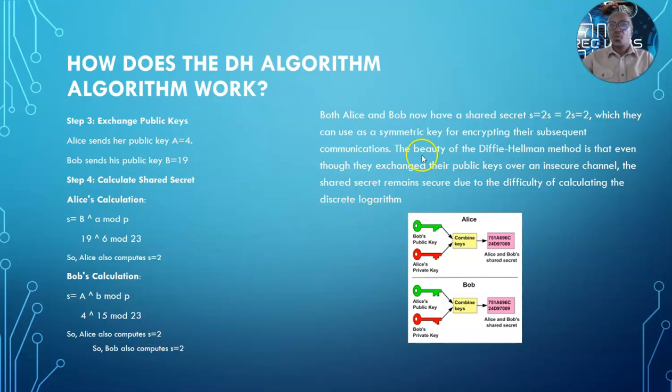So you can see that both Aris and Bob now have the shared secret, which they can now use in a symmetric algorithm for encrypting. And the beauty of the Diffie-Hellman method is that even though they exchange the public keys over an insecure channel, the shared secret key remains secure due to the difficulty of solving the discrete logarithm.